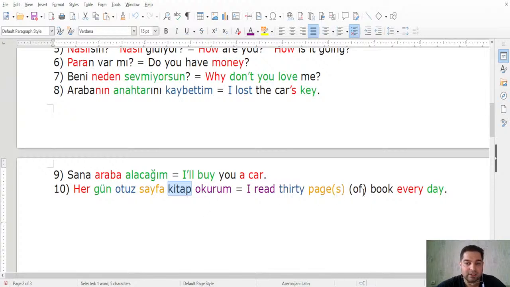Kitap means book, or of a book, and of course it is meant here by default. You don't have a separate structure to make it "of" here. So 30 sayfa means 30 pages. Pay attention to the fact that whenever we have a number more than one, the noun that comes after that number doesn't get any plural ending. It doesn't become 30 sayfalar. It is always singular: 30 sayfa, 5 araba, 5 cars, 3 at, 3 horses, and so on. So don't add any plural ending to countable nouns that have a number in front of them.